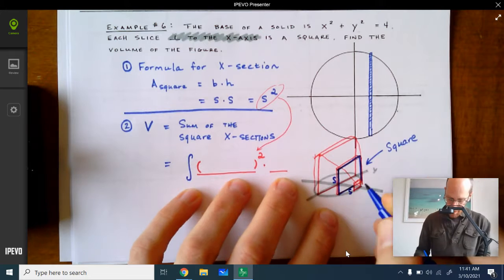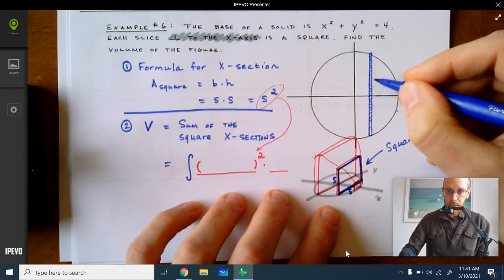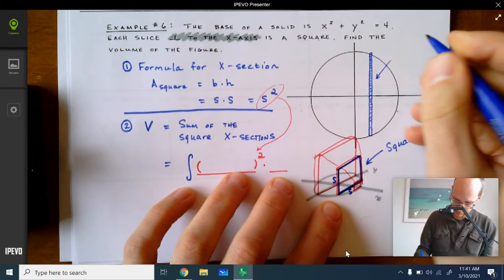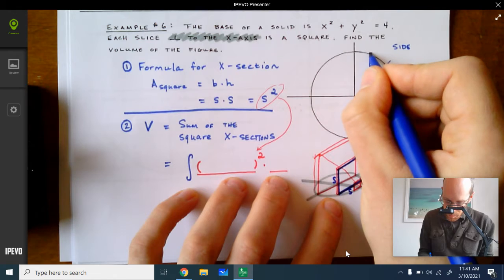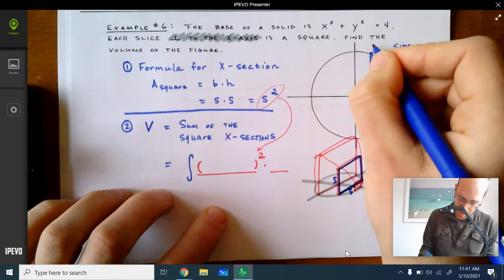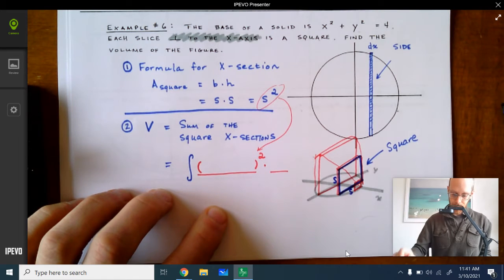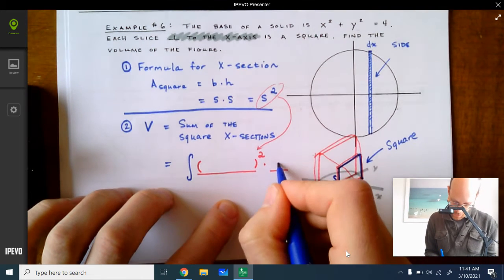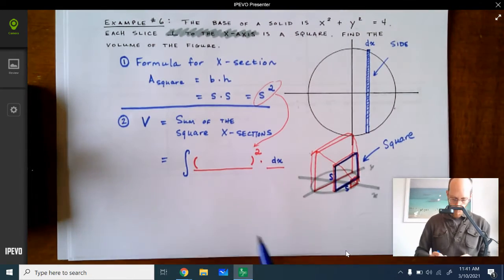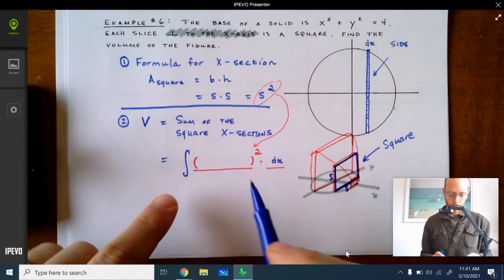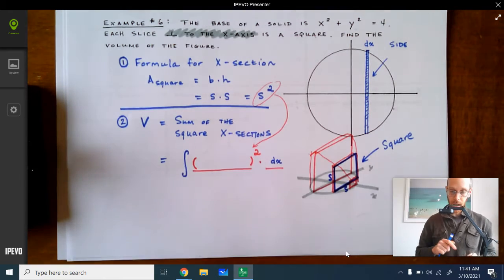Or in other words, the side that you see down here is this side right here. And the thickness would be this little piece. Just like we've been practicing, we can see that that's a little change in x, a dx. So I'm going to put a dx in right here. Okay. Now, next thing is we need to figure out what goes in this space and what our bounds are.